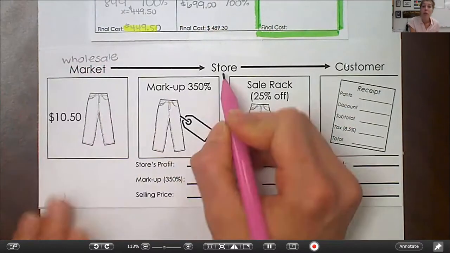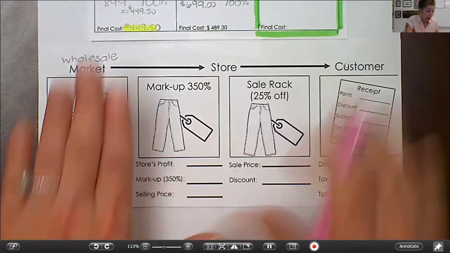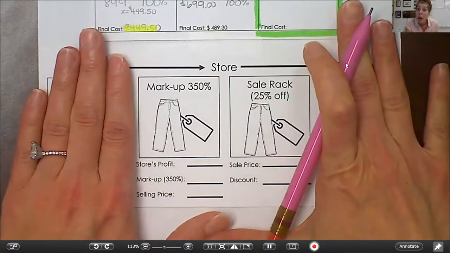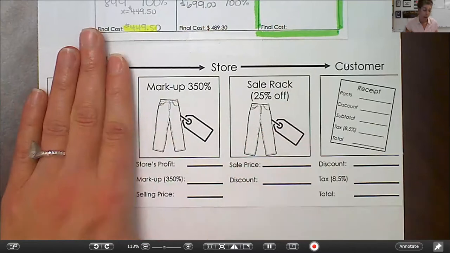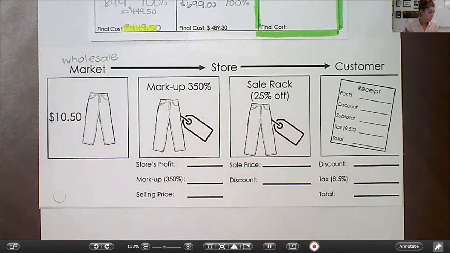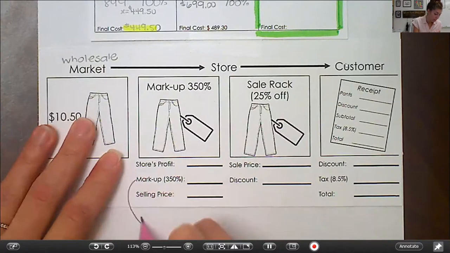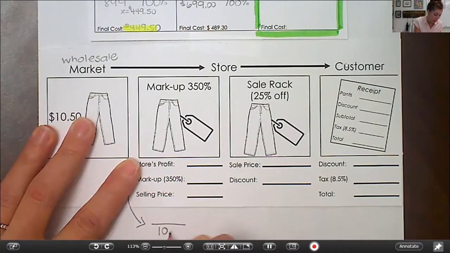They make their way to the store or store owners. And it has a little bit of growing up, some life changes happen. So the first thing that happens to the pair of pants is their price gets marked up, right? In this case, this example is 350%. We're going to jack up the price. So I'm going to take my $10.50 and I want a 350% increase to that cost.